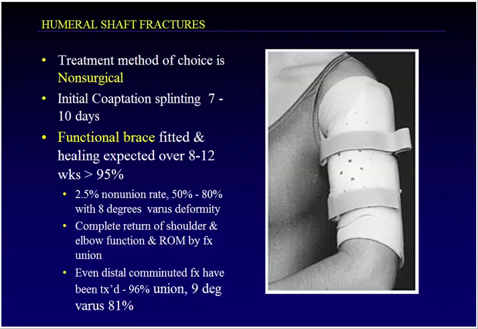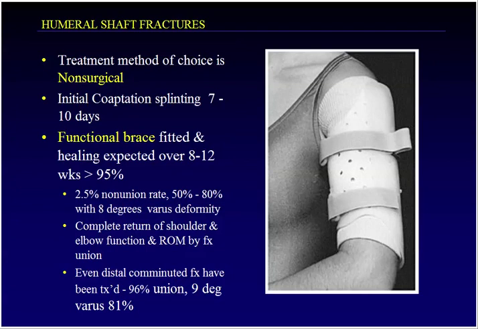Now, we're going to move on down and talk about humeral shaft fractures. Remember that for most humeral shaft fractures, the treatment method of choice is non-surgical, in a very simple Sarmiento-type functional brace, as is shown here. You can treat the patient with a coaptation splint for 7 to 10 days while they are having acute swelling. Then once the swelling goes down, you can fit them with a cast brace, and excellent healing and functional recovery is expected in 95% of these cases.